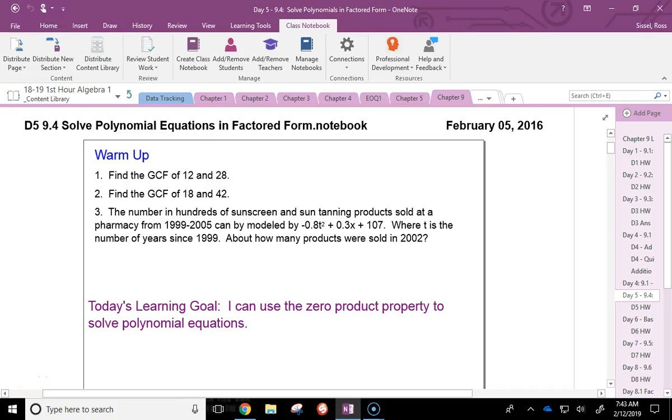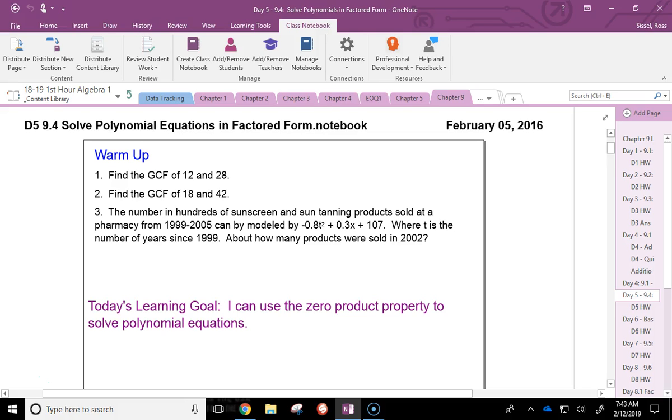So, today, we're on lesson 9.4, solve polynomial equations in factored form. So far, what we've been doing is just adding polynomials and multiplying polynomials, and it's been halfway simple. We're going to start getting into things that are a little more complex, which is why you definitely need to know how to add, subtract, and multiply polynomials.